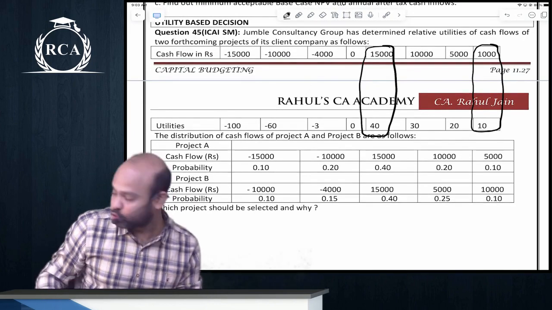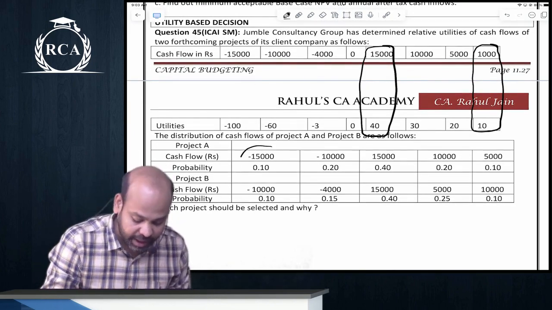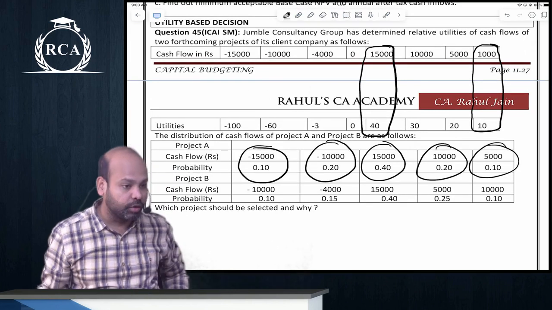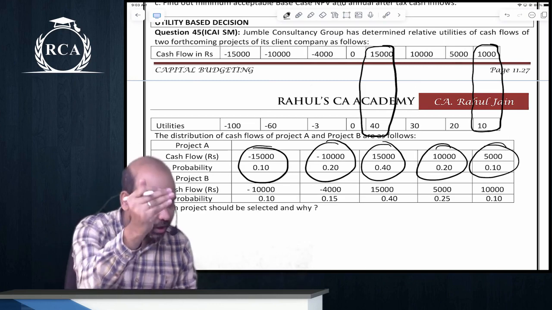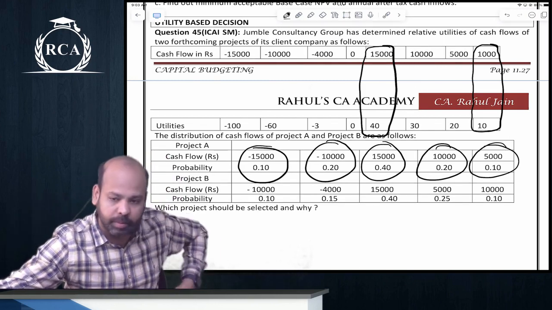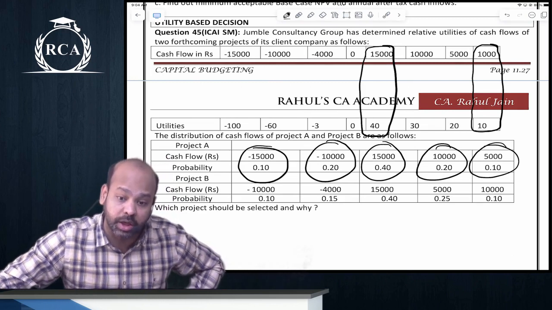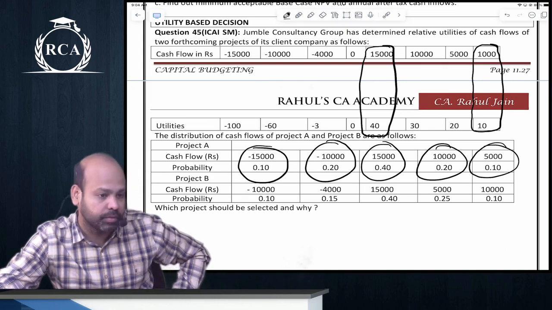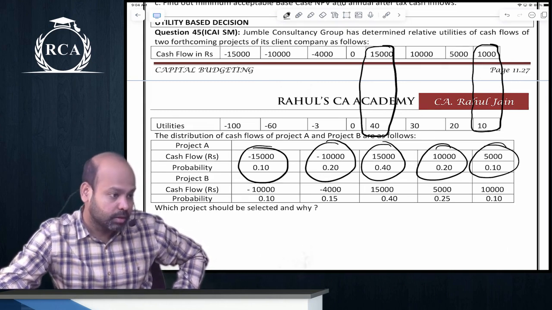So what are we supposed to do, guys, in order to select a project? They've given us cash flows, guys. At all of these cash flows, instead of writing the expected cash flow, you will write utilities and multiply by the corresponding probabilities. Whichever project has a higher utility, that project should be selected, not whichever project has a higher cash flow. Got it? समझ में आ रहा है बेटा?